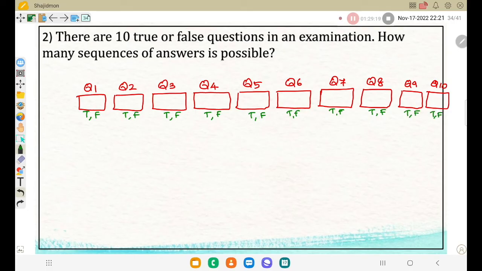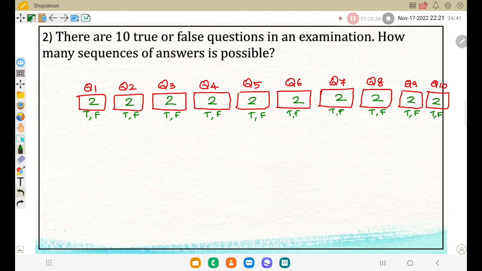Like this, correct? Either true or false. That means question number 1, how many possibilities of answer? Either the true option or the false option, 2 options. Second one, how many? 2. Third one, 2. Correct? So for all of them, true or false, 2 options will be there.